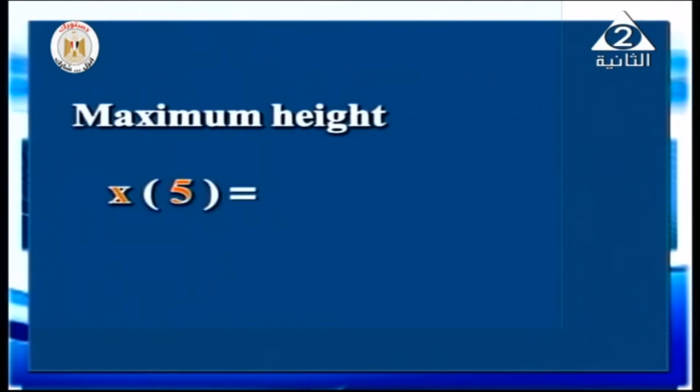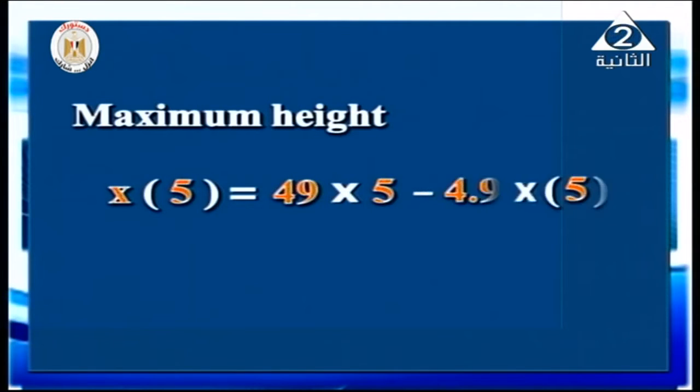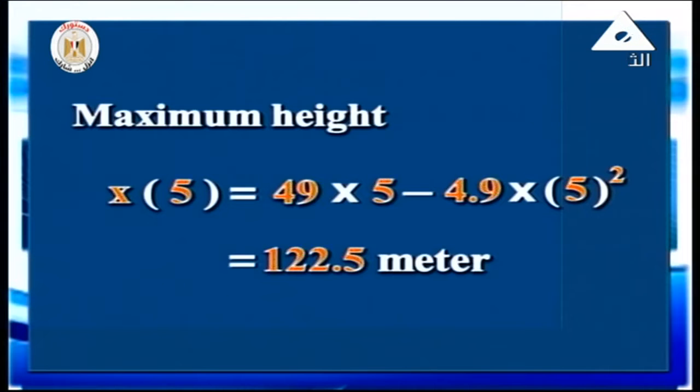To find the maximum height, when time equals 5, we substitute t equals 5. The maximum height becomes 49 times 5 minus 4.9 times 5 squared, which equals 122.5 meters. At t equals 5, the stone is at 122.5 meters.